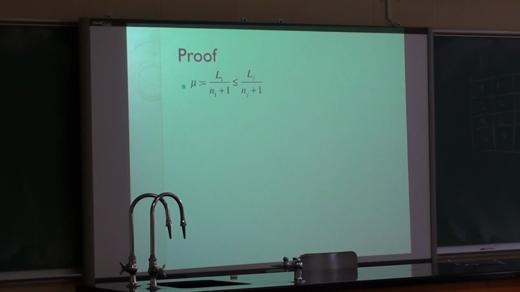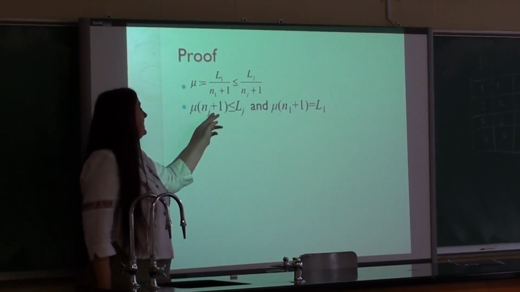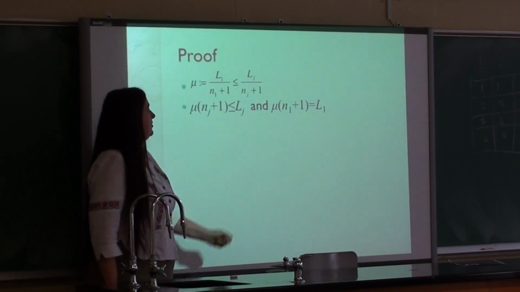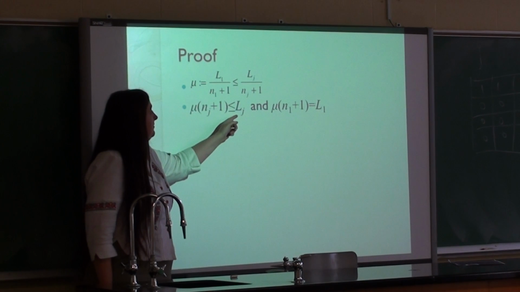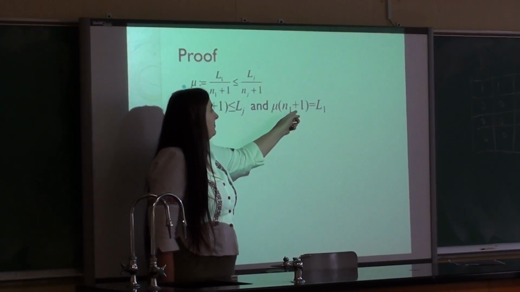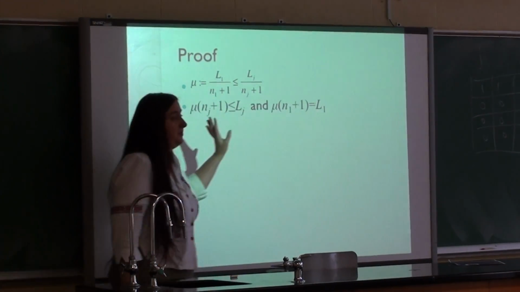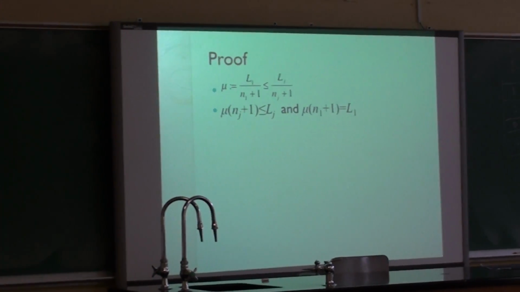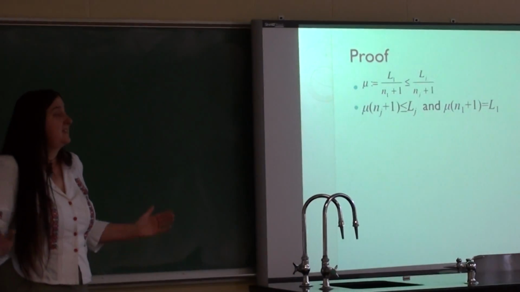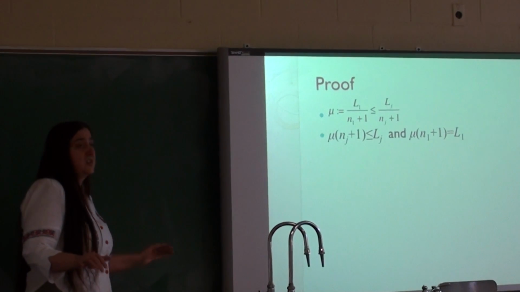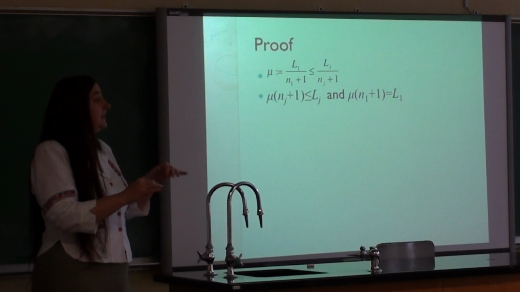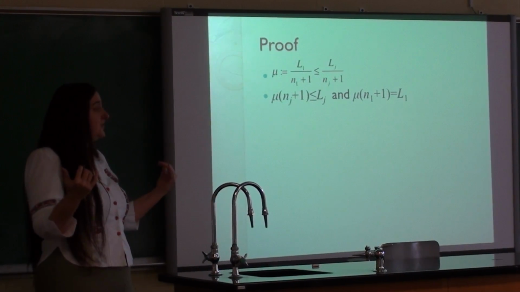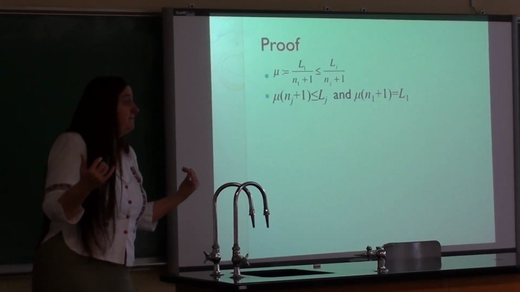So what happens now? If I compute mu times n_j plus 1, replace 2 by n_j plus 1, it's at most L_j. And when j equals 1, mu times n_1 plus 1 equals L_1. I will use these things. So what do I want to do? I want to check whether this is a transversal. If this is a transversal, if I fix all but the jth entries, and count how many I have of those, I must have at most L_j.